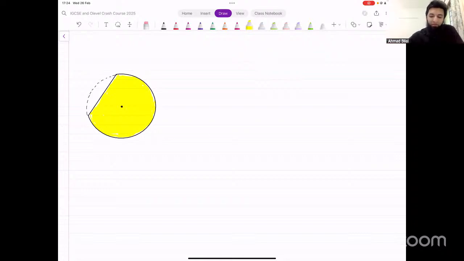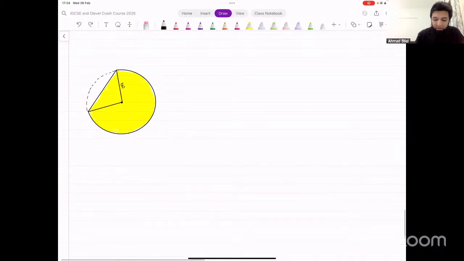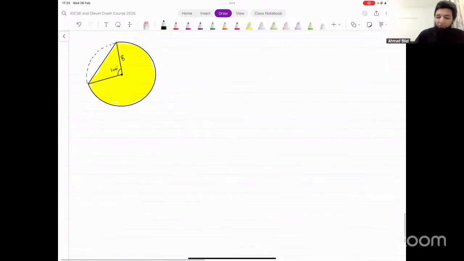Let's say we are given that the radius of this circle, radius of the sector, is some number, let's say that is 8. And we're given this angle. Let's suppose this angle is 100 degrees. That's the information that we have. And what we want to do is find the area of the segment. Now, this is a major segment. Area of the major segment.